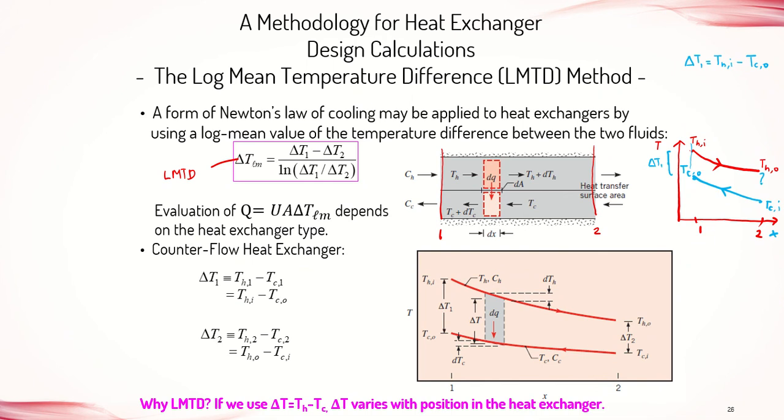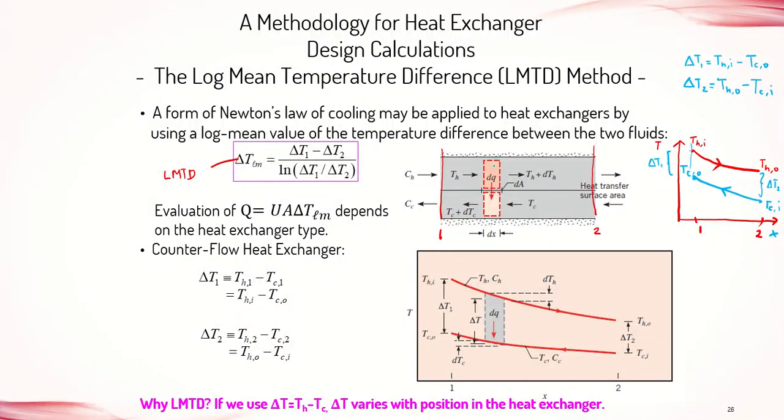And delta T2 is actually the difference of the temperature of the hot outlet, TH0, minus the temperature of the cold stream inlet. So this would be how we get the value of delta T1 and delta T2.